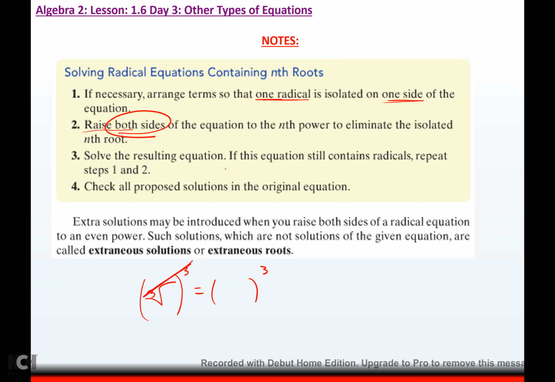Okay, and then you solve the resulting equation. And then if it still contains radicals, you repeat. And then you have to make sure you check all of your solutions. If you plug your solutions back in and you don't get a true statement, those solutions are called extraneous solutions or extraneous roots because they don't ring true when you plug them back in.